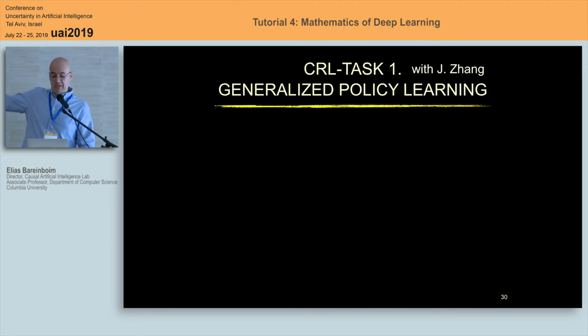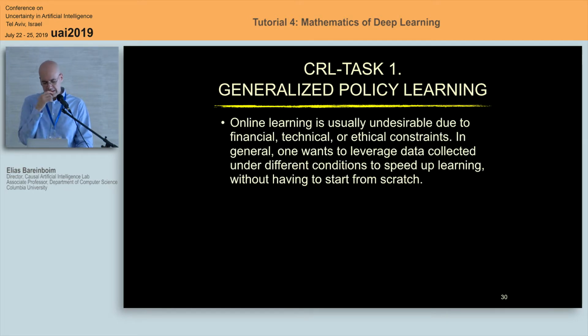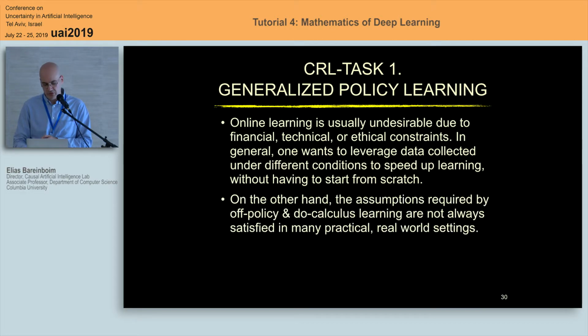This is with my student, Justin Zhang. The idea is that online learning is usually undesirable due to financial, technical, or ethical constraints. In general, one wants to leverage data collected under different conditions to speed up learning without having to learn from scratch. This is the online part.